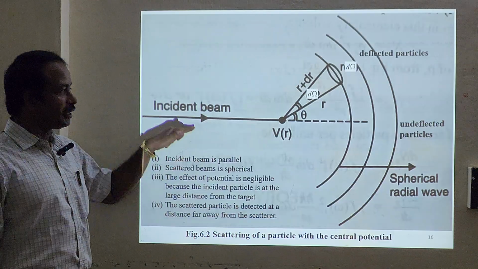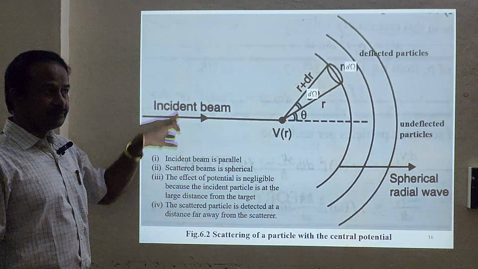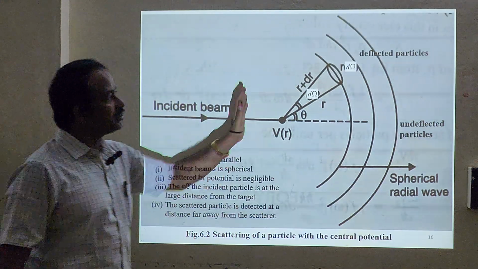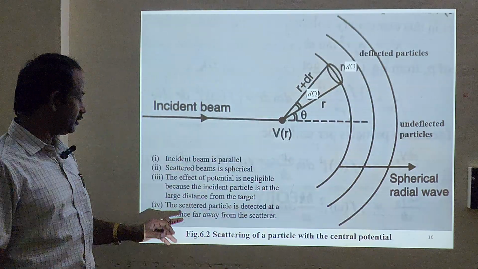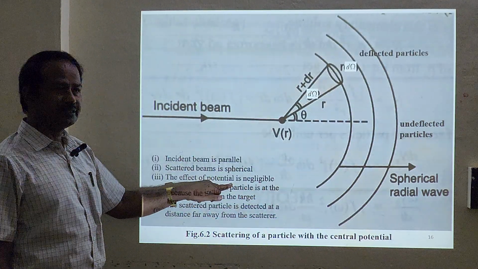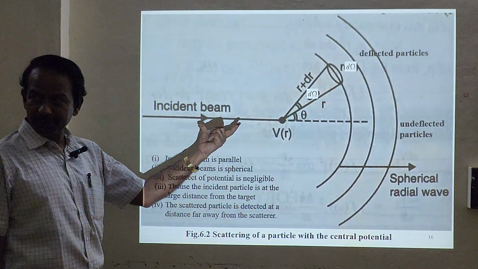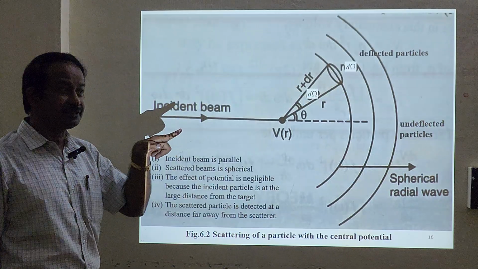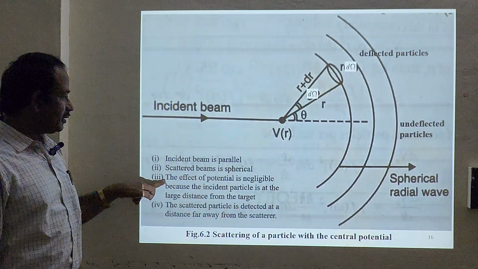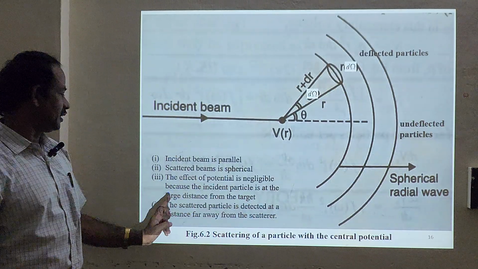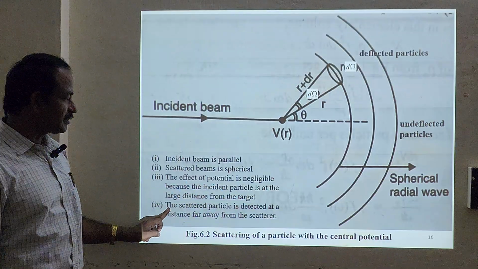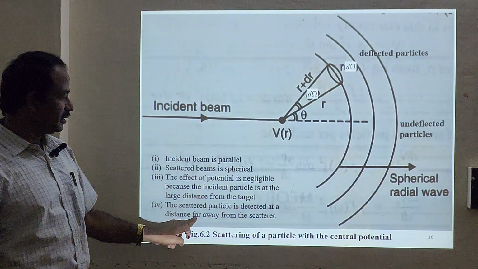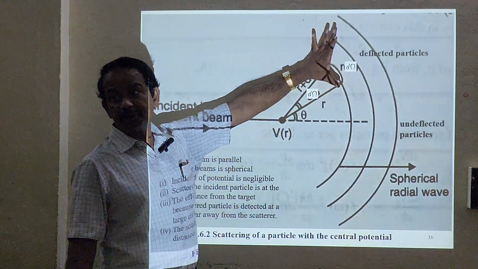The incident beam is a parallel wavefront. The scattered beam is spherical, a spherical wavefront. The effect of potential is negligible, correct? That's why V of r equals 0. Can you remember? Because the incident particle is at a large distance from the target. The scattered particle is detected at a distance far away from the scatterer. So it must be kept too far away.